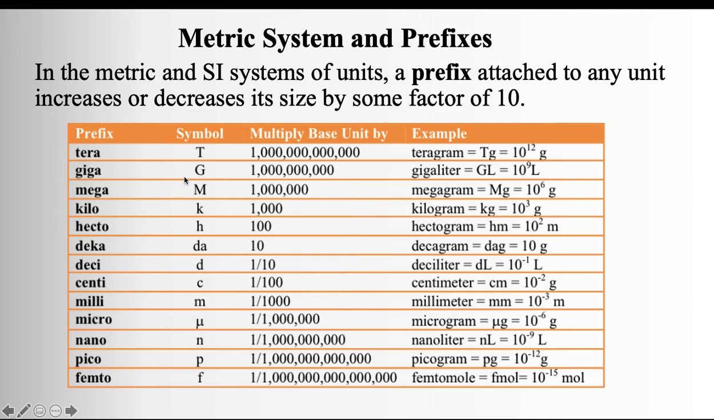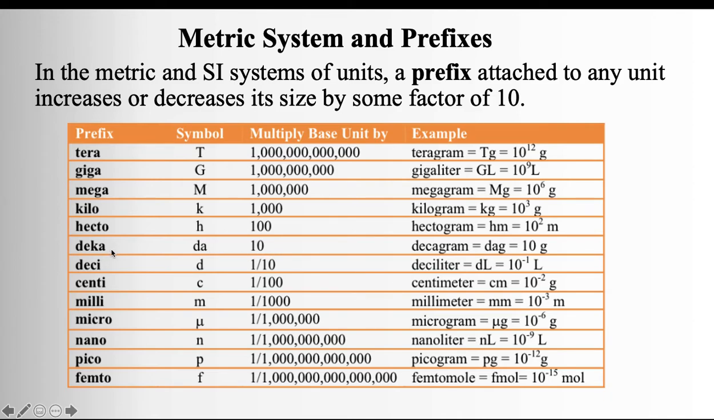Now I mentioned that we use the metric system, but we use several different units. And here's a table that shows us all of those units in the metric system. We use these prefixes that are attached to any units to tell us whether we're increasing or decreasing the size by a factor of 10. Right here in the middle, even though it's not shown, is our base unit.